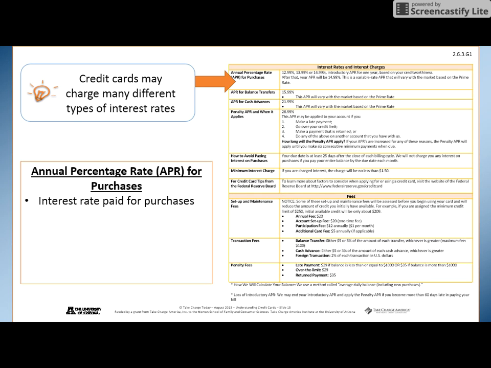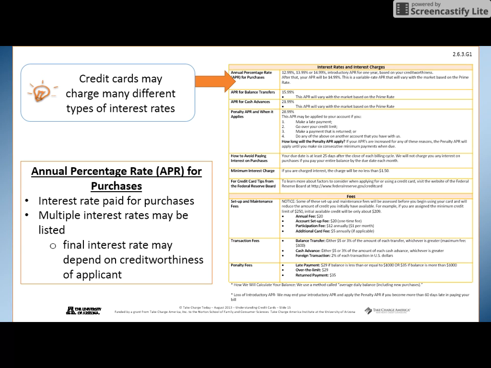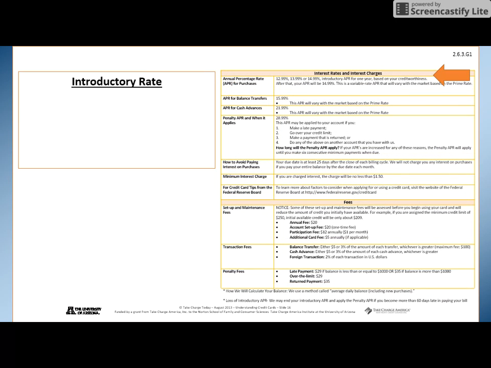Credit cards may charge many different types of interest rates. So the very first one up at the top is your annual percentage rate for purchases. It's the interest rate paid for purchases. Multiple interest rates may be listed. Final interest rate may depend on creditworthiness of the applicant. So if you look on the Schumer box here, we have a 12.99%, 13.99%, and a 14.99%. Depending on your credit score, you could have the high one or the low one.